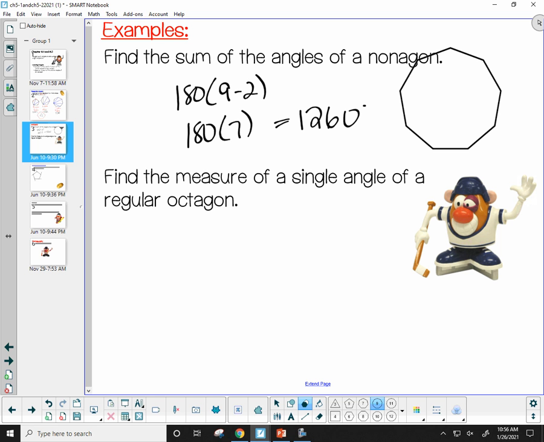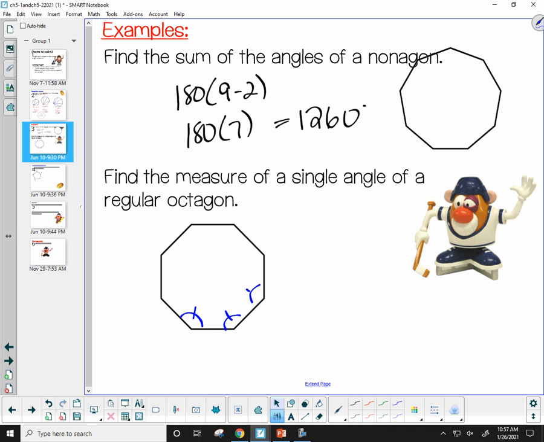All right, let's look at the second question here. It says find the measure of a single angle of a regular octagon. So keep in mind, a regular octagon means we have an octagon that has 8 congruent sides and 8 congruent angles, right? All these angles have to be exactly the same. That's what regular means. It's equilateral and equiangular.